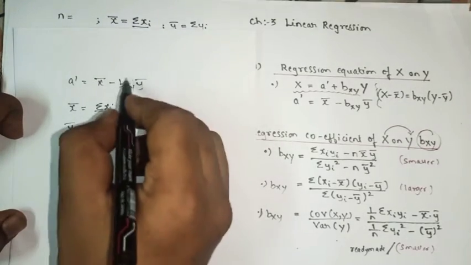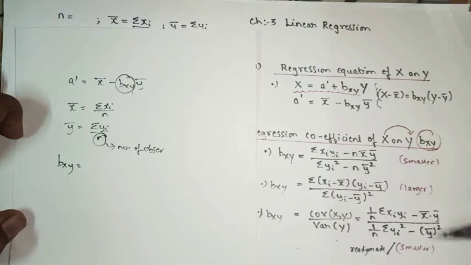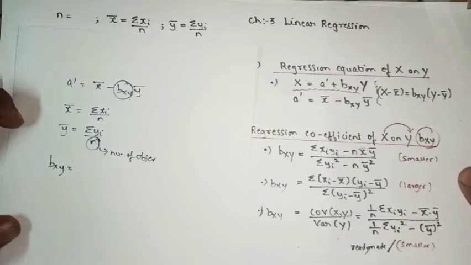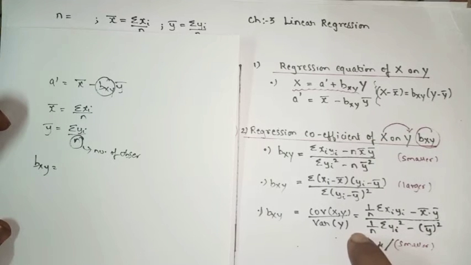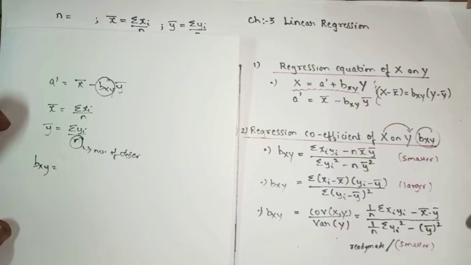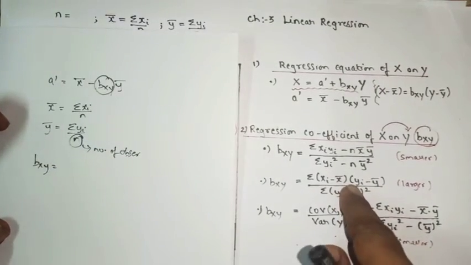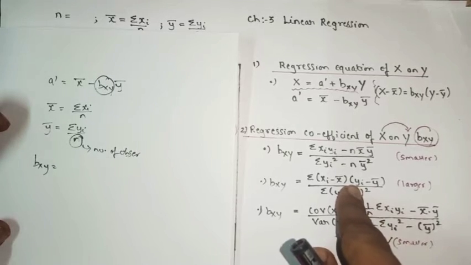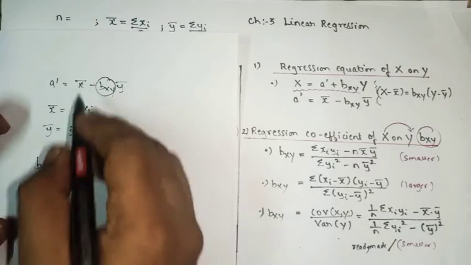After that we'll find bxy. For bxy there are three formulas. First and third you will apply when the values of x and y are smaller. Consider above 30 as larger values, below 30 as smaller values. And the second formula you will apply when the values of x and y are larger. Got the point?